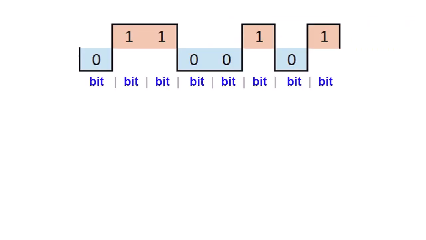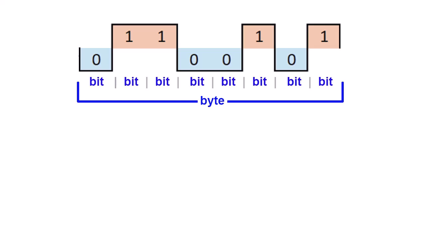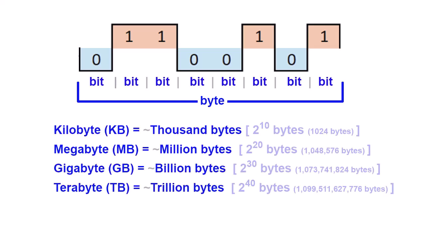Each 1 or 0 is called a bit, and 8 of them together comprise a byte. The byte is the basic building block of computer data. When we talk about data storage or data capacity, we use terms like kilobyte, megabyte, gigabyte, and terabyte. Respectively, these are roughly 1,000, million, billion, and trillion bytes.